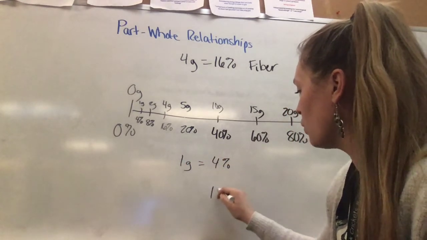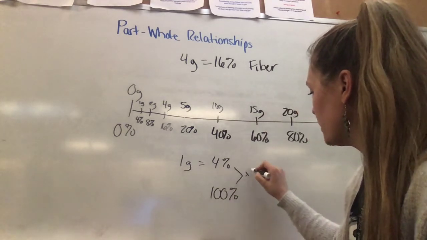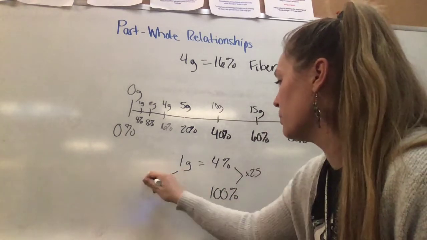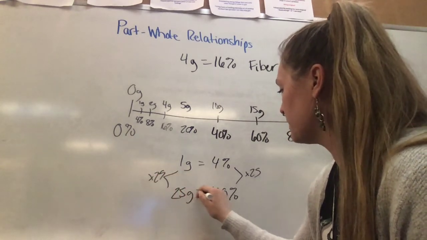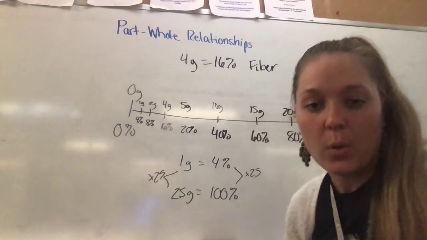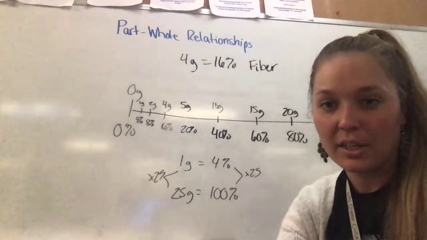I multiply by 25 here. I can also multiply by 25 here to get 25 grams. Okay, so this is how we can solve part-whole relationship problems by using a linear model.